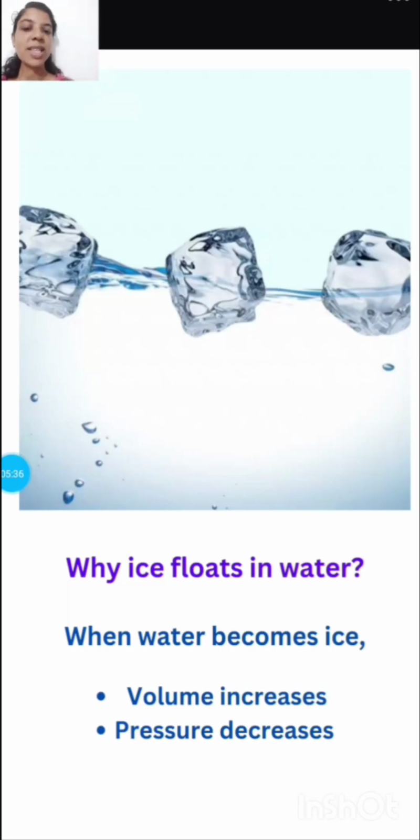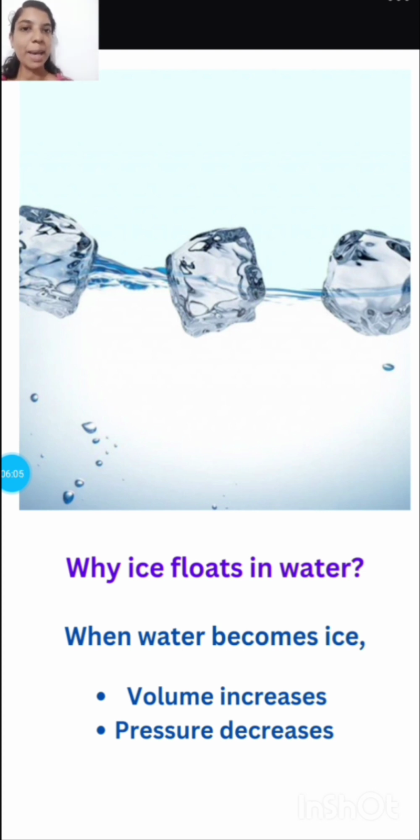Have you seen ice floating in water? If not, please try. Usually when a liquid becomes its solid, it becomes more dense and sinks in the liquid. But in case of ice, it is directly opposite. That is, when ice is put in water, it does not sink, but floats on the surface of water.